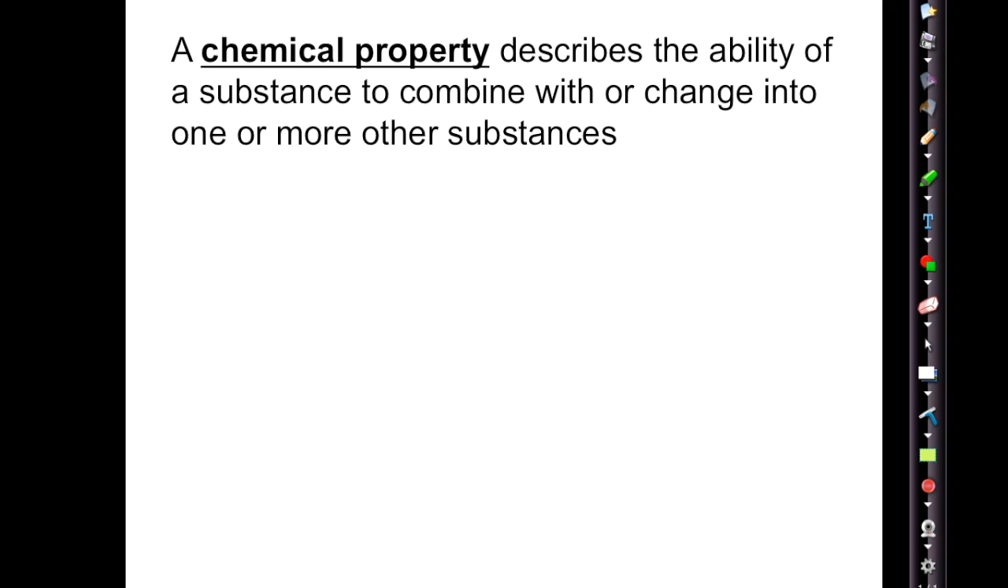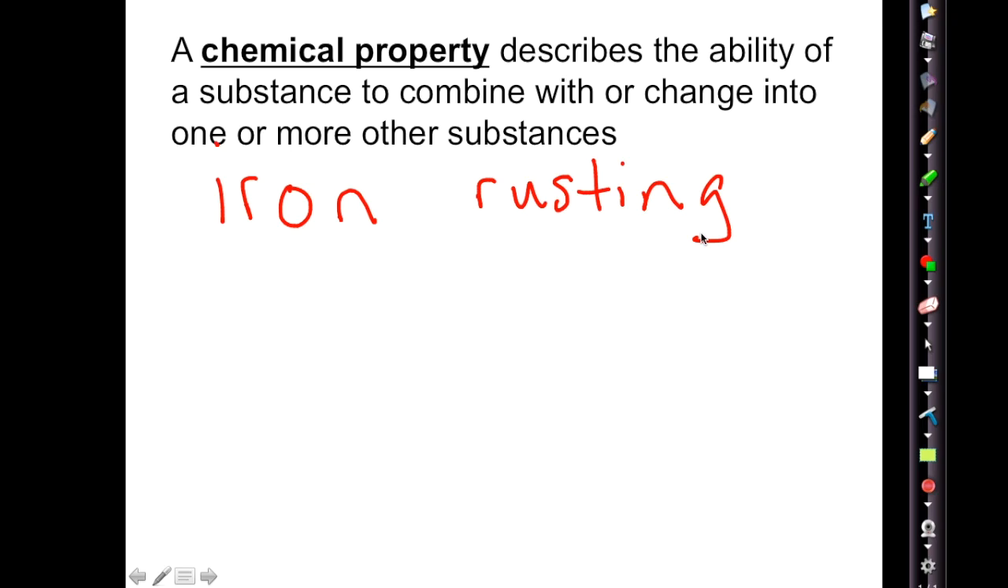So when we think about chemical properties, this would include things like, if we think about iron, iron has the ability to rust, so iron rusting would be an example of a chemical property. This is a type of chemical change, chemical composition is altered in the process of rusting that is characteristic of iron. You can also think about silver.